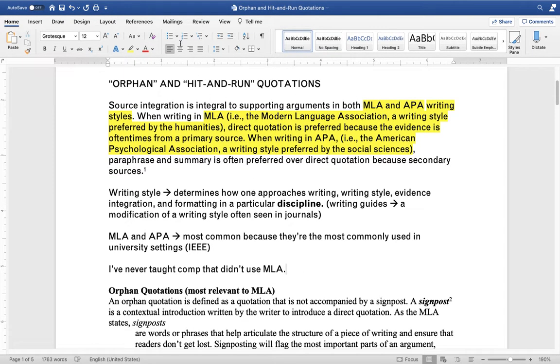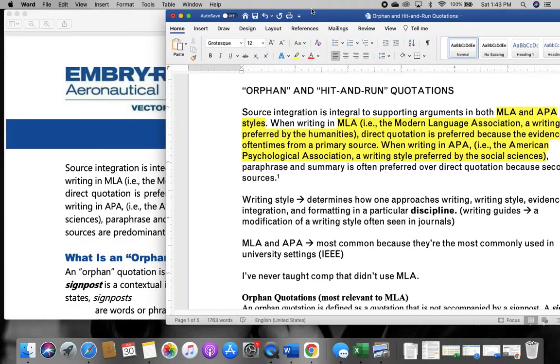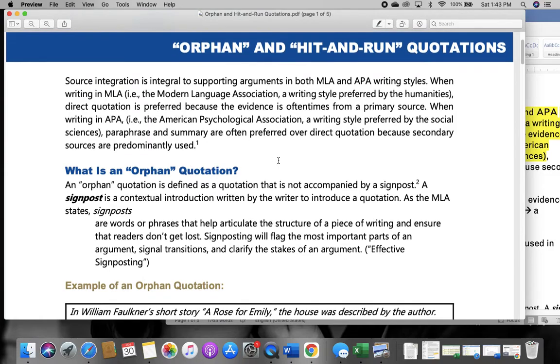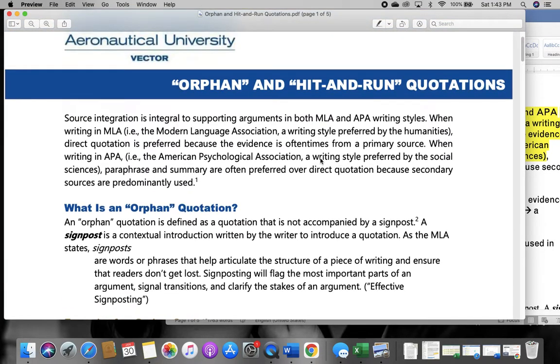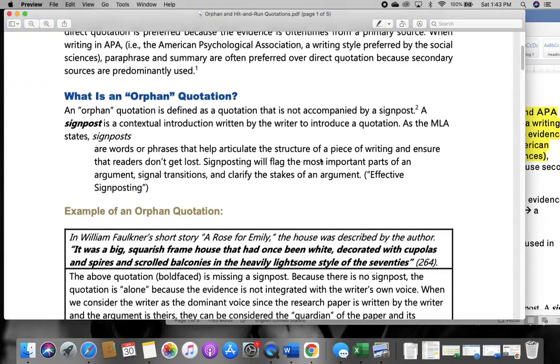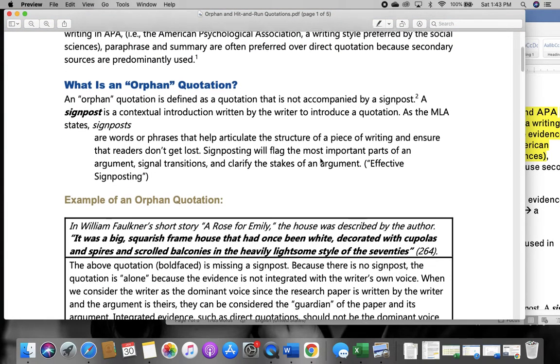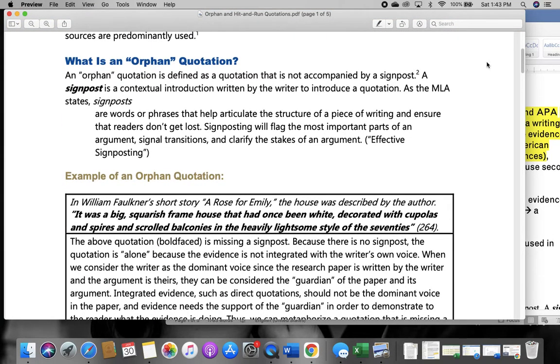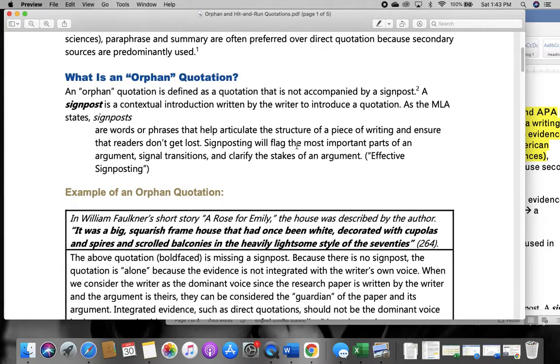Okay, so I'm going to stop talking about that because I could talk about that for far too long. So let me get into what orphans and hit and runs actually are, because you're going to hear me use these, and I've already used them in some of my feedback. I'm not going to go through everything here, and I do have examples in this document that I'll try to go through.